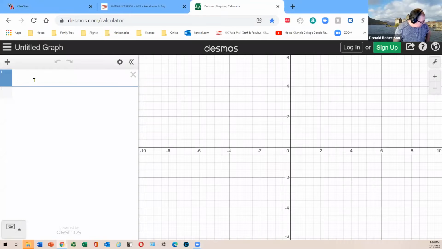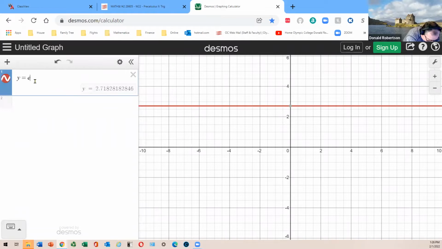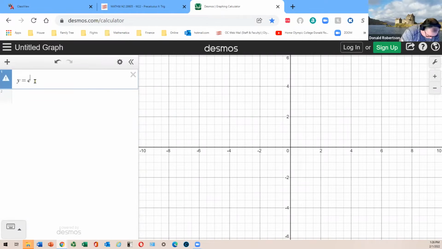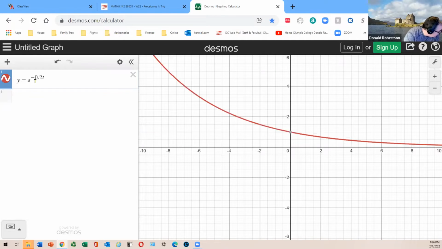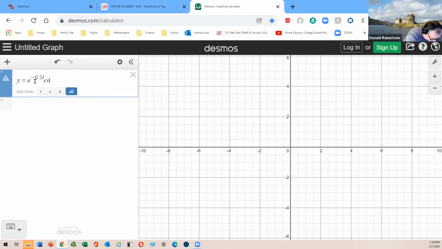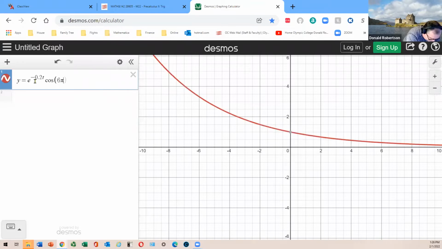Right. Let's put in an example of what we just typed in here. So y equals e to the power of negative 0.2t. So that's basically what the e thing looks like. If you then factor in a cosine and put in 6 pi t.